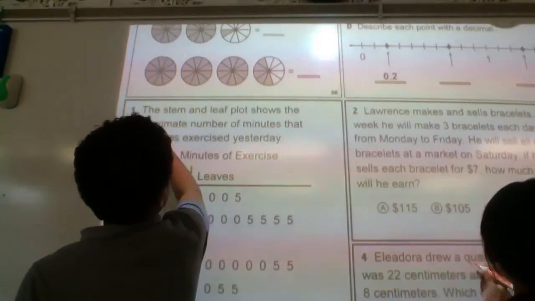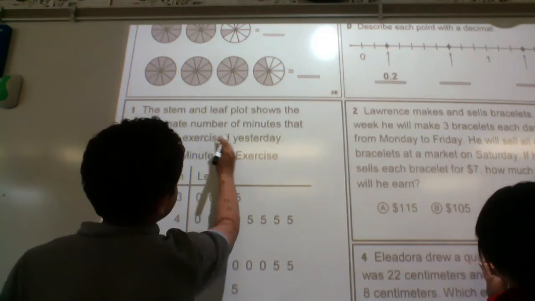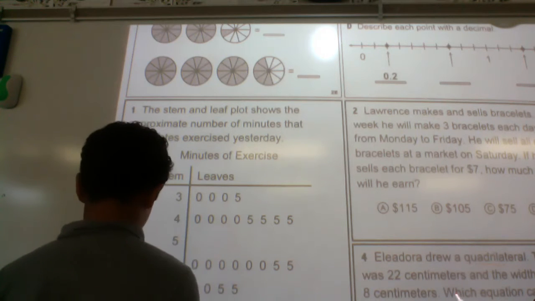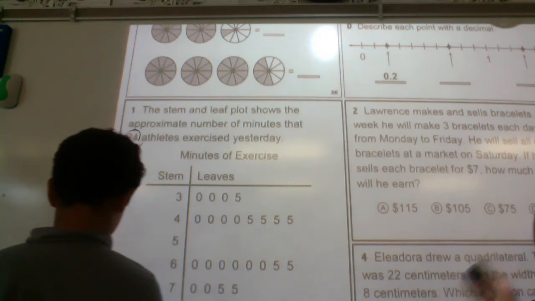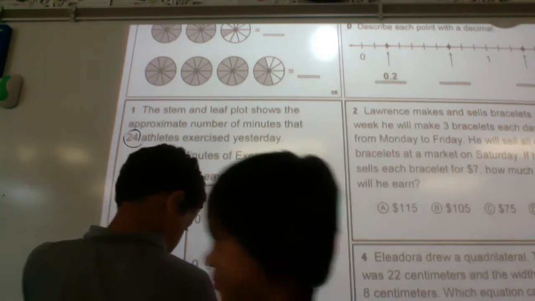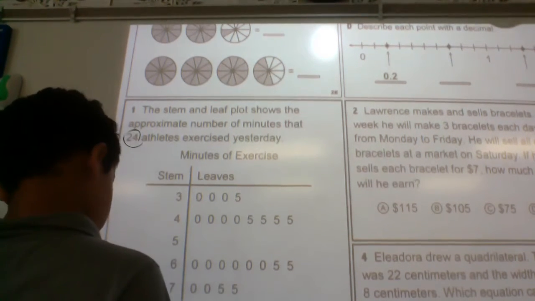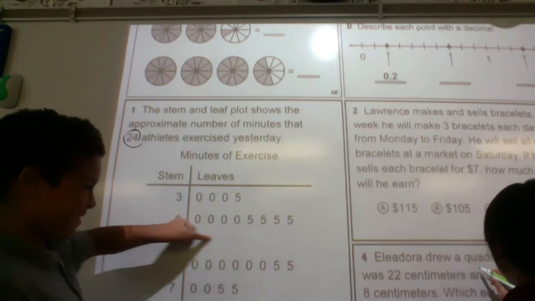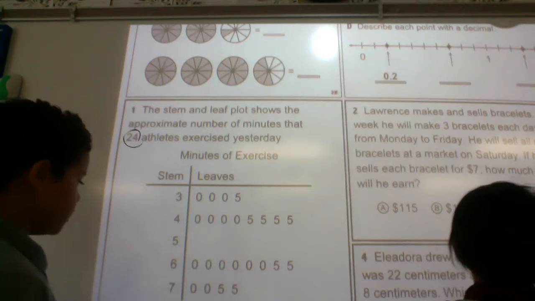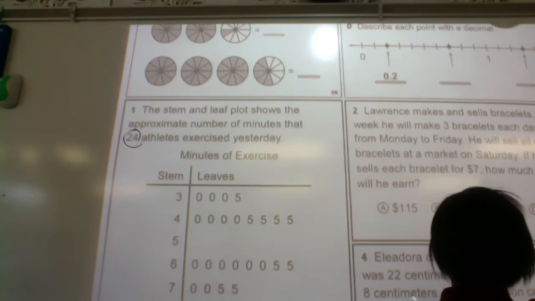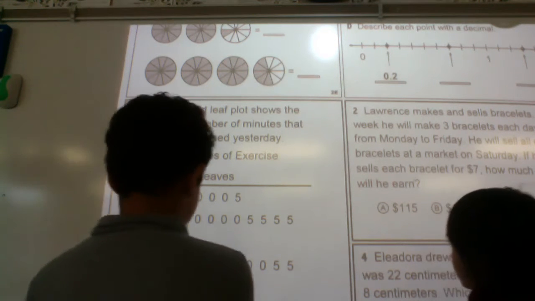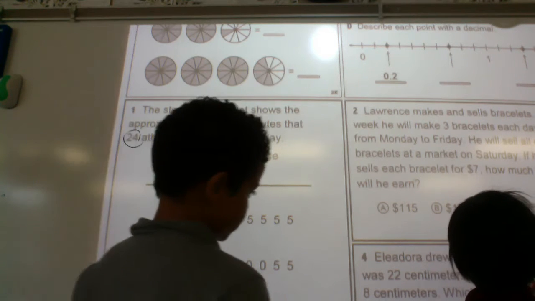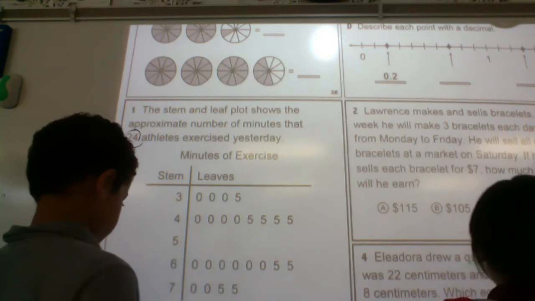It says the stem and leaf plot shows the approximate number of minutes that 24 athletes exercised yesterday. So remember, in the stem and leaf plot, one side is the tens and one side is the ones. How many athletes exercised more than 40 but fewer than 60? So does that include 40? No, because it says more than 40. Does it include 60? No. It says fewer than 60, so it doesn't include either of those.